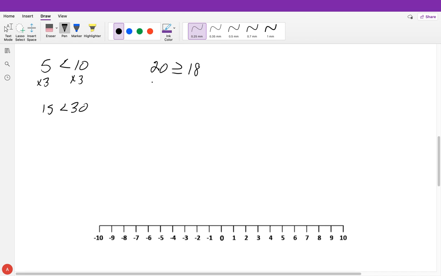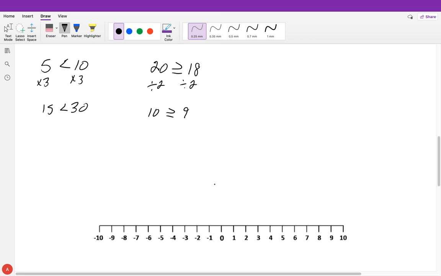Same thing when we're dividing by a positive number. If we're dividing both sides by the same positive number, or by a fraction, they're both going to reduce by the same rate, meaning that the number that was larger will remain larger. So if I divide both of these by 2, 20 divided by 2 is 10, 18 divided by 2 is 9. 10 is still greater than 9. Even though the distance between 10 and 9 got smaller, it still is greater. So when we're multiplying or dividing by a positive number, nothing changes with the inequality.